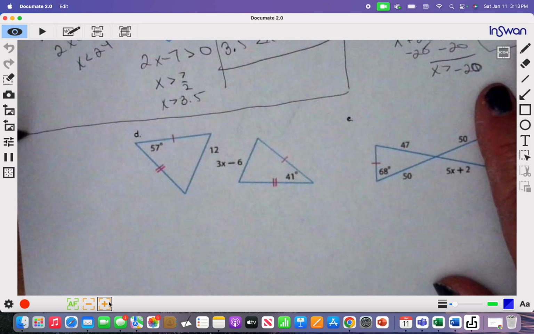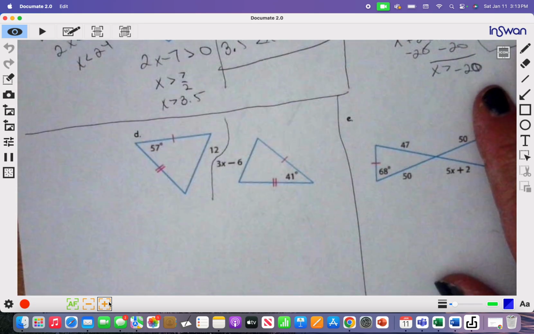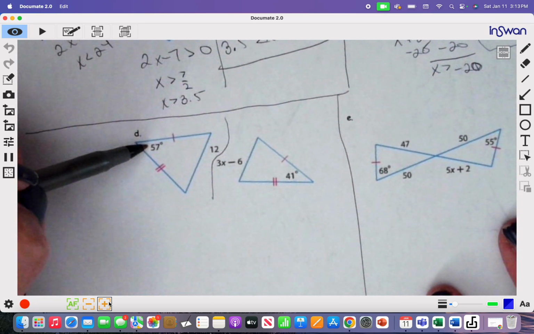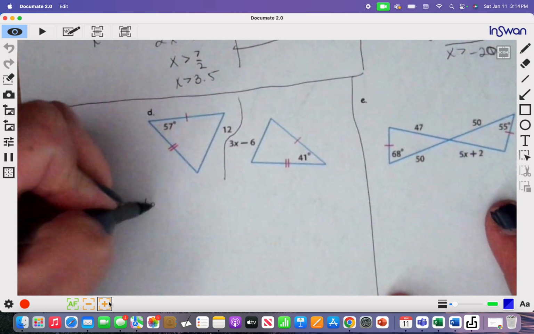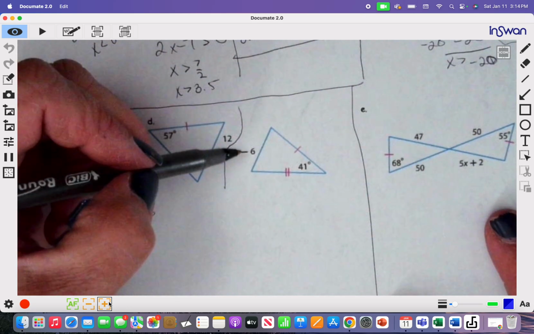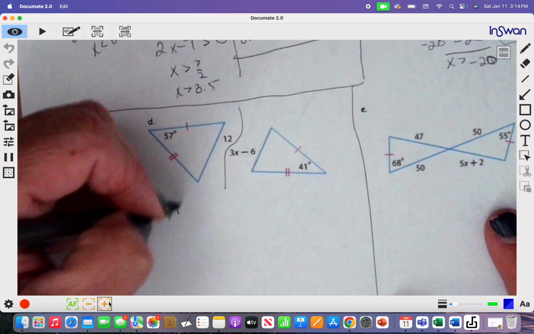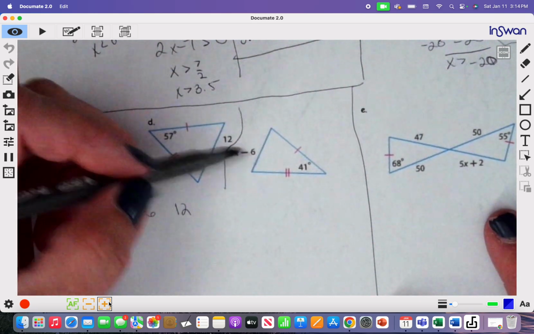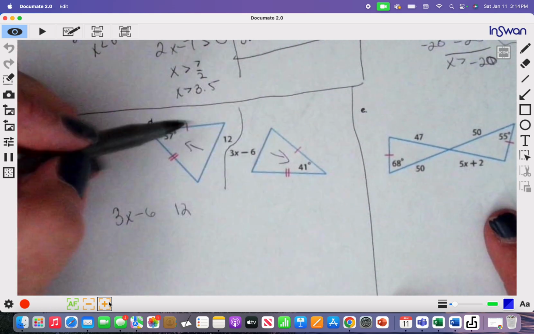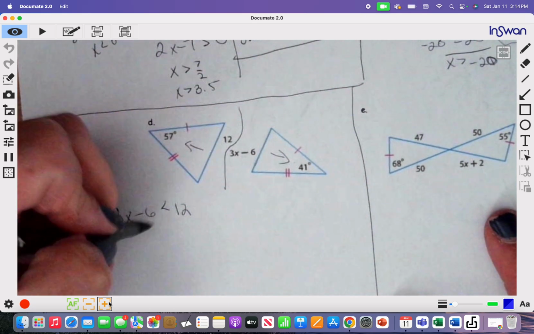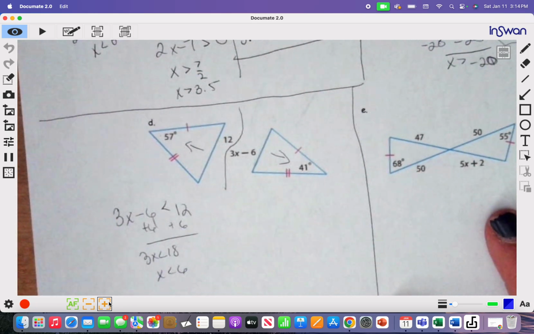Next one. So this one looks a little confusing at first because the picture has the two triangles kind of close together. So this 12 goes to this triangle. This 3x minus 6 goes to this triangle. So again, just like before, we need an equation, and we're going to start with our variable, 3x minus 6. And since that's a side measurement, the side measurement that they gave me over here is the 12. And again, I need greater than or less than in there. So this one is across from the 41. This one is across from the 57. So 41 is less than 57, so less than again. Plus 6, I get 3x is less than 18, so x is less than 6.